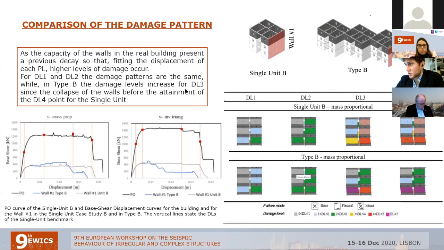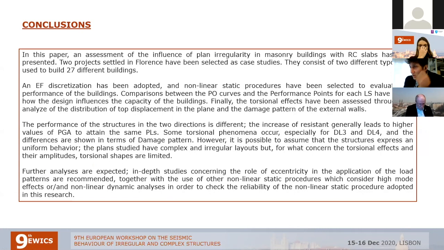So going to the conclusion of this presentation, in order to assess the influence of the plane irregularity of masonry buildings with reinforced concrete slabs, we took two projects that have been adopted in Florence in order to realize 27 different buildings. And then we used an equivalent frame discretization in order to perform a nonlinear static analysis. And the comparisons have been made through the different models in terms of pushover curves and performance points. And then we tried to check also the torsional effects that have been assessed through the analysis of the distribution of top displacement.